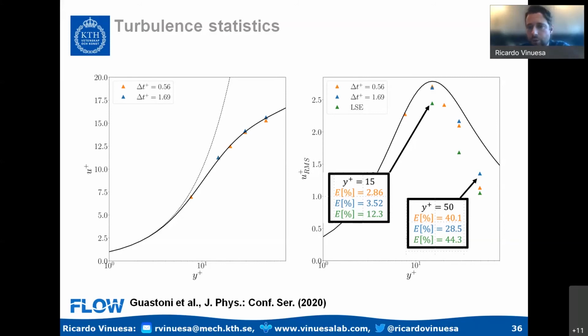Essentially, close to the wall, we can have less than 3% error with a neural network, where the linear method gives me more than 12% error in that location that is very, very close. Farther away from the wall, the results of the linear method are even worse.